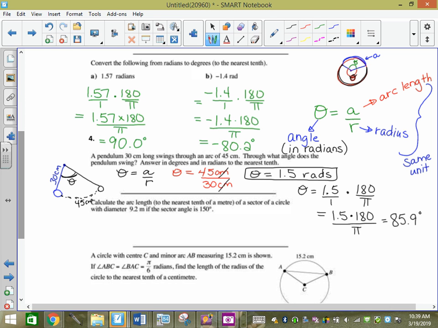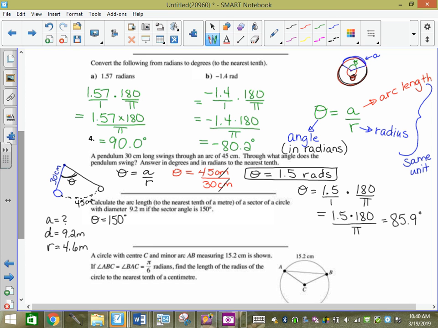The next one says, calculate the arc length. So they want you to find A. To the nearest tenth of a meter if the sector of the circle has a diameter of 9.2. Can I use diameter in this formula? What do I need to put? Radius. Radius is what? Half the diameter. So 4.6. If the sector angle theta equals 150 degrees.